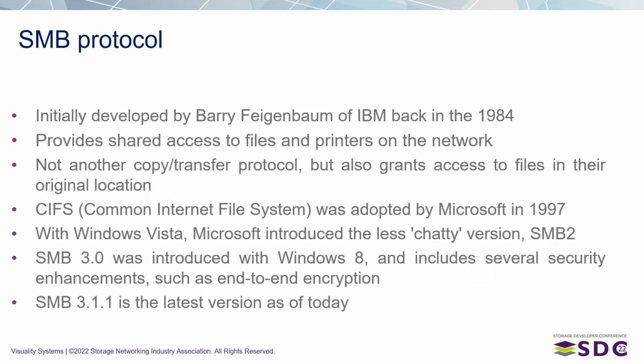During the years, there were upgrades all the time. With Windows Vista, SMB was upgraded from SMB 1 to SMB 2. Now we have a much less chatty protocol with more security enhancements. And with Windows 8, there was a release of SMB version 3 with encryption and more security enhancements, more features. And today we have SMB 3.1.1, which is the latest one, quite popular. All of the environments you will see today support SMB 3.1.1.